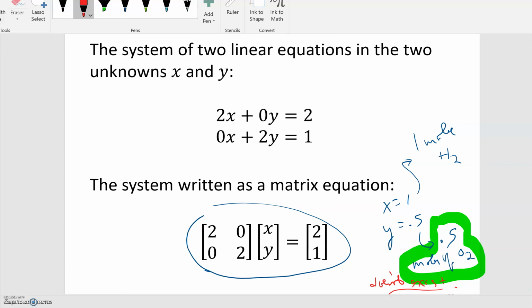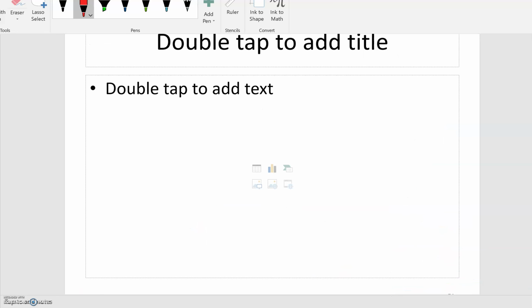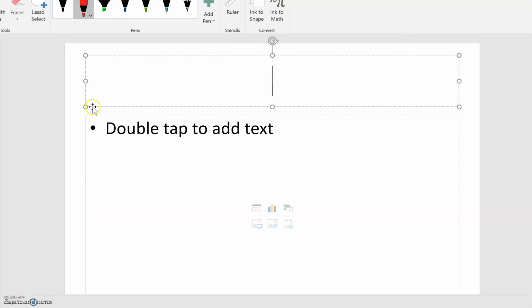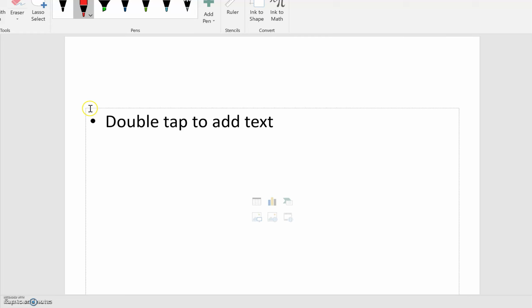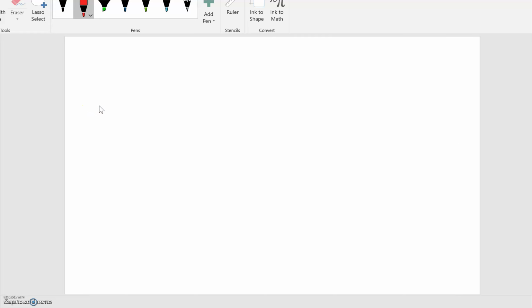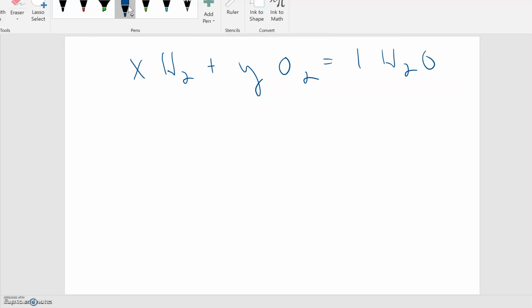Well, what we're going to do is scale the balanced equation up, because the equation is mathematically balanced, it just couldn't chemically happen as is. Let me remind you of what the equation was: x H2 plus y O2 equals 1 H2O. And what we just found is 1 H2 plus 0.5 O2 equals 1 H2O.